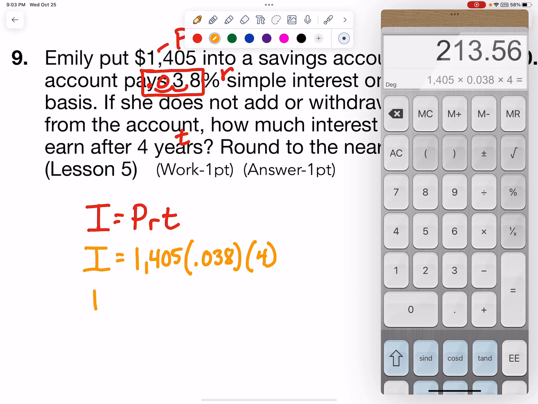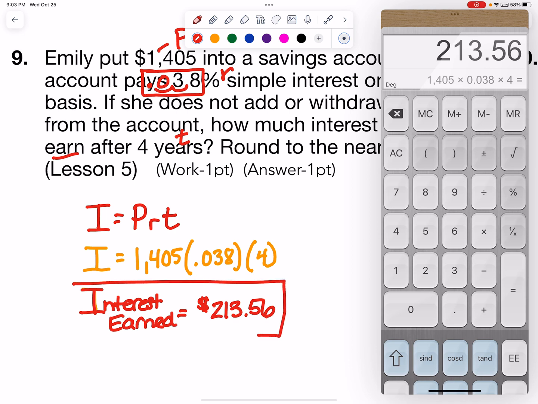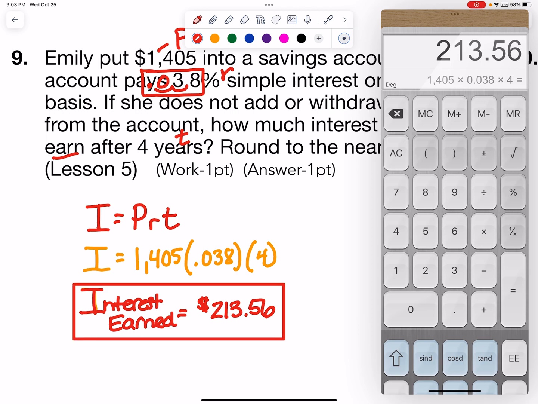And we have interest, and we have to decide what this is. So this is interest earned or owed. It says how much do they earn, because it's a savings account. So interest earned equals $213.56. Let's go ahead and highlight your answer. Okay, it's a pretty good interest for not really doing anything.